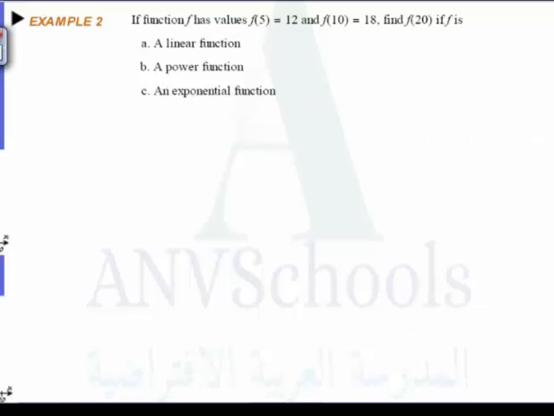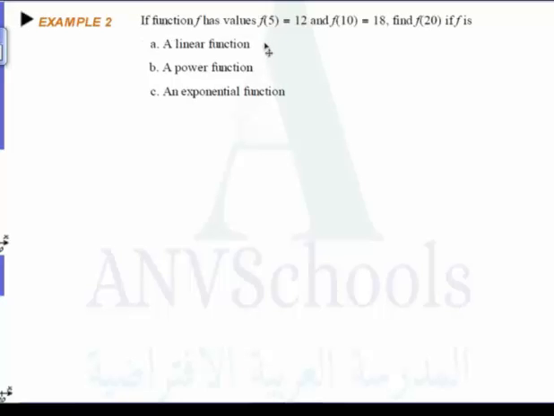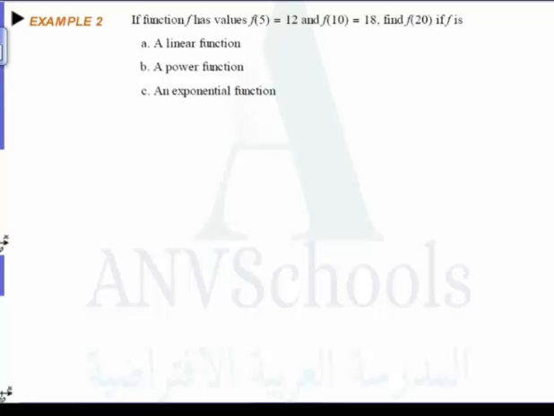Example number 2. If function f has values f of 5 is equal to 12 and f of 10 is equal to 18, find f of 20 if f is a linear function. So what does a linear function have to do with the patterns? A linear function must have an add pattern on the tables, right? So this is add.